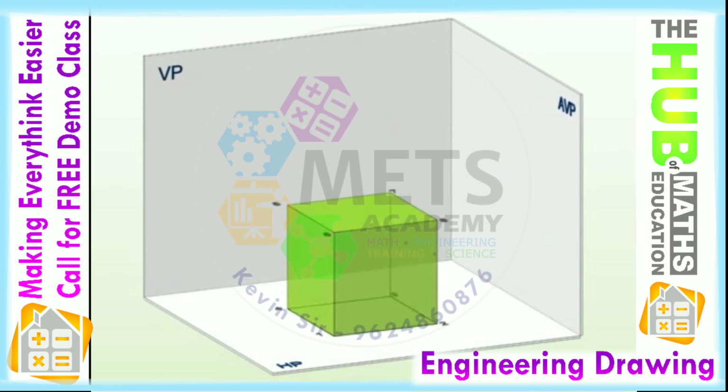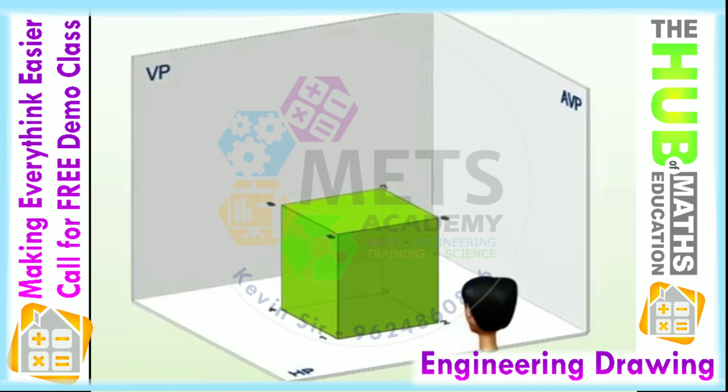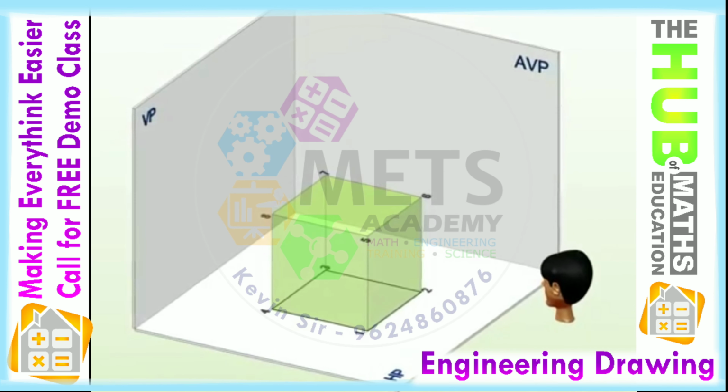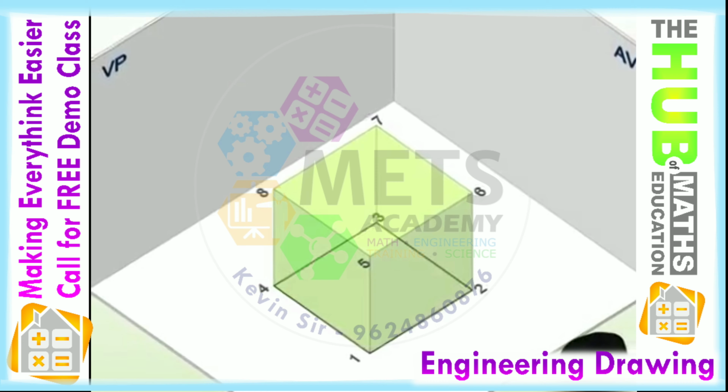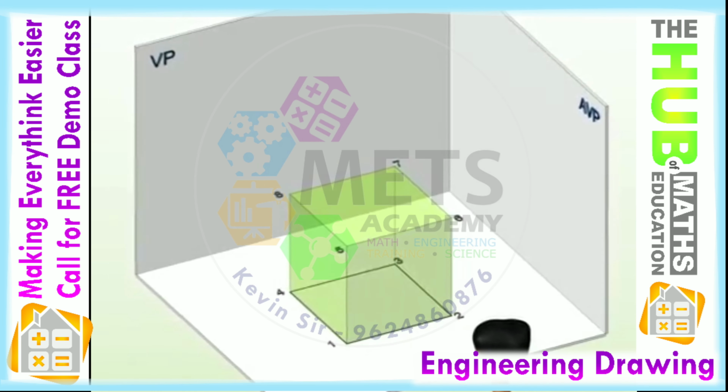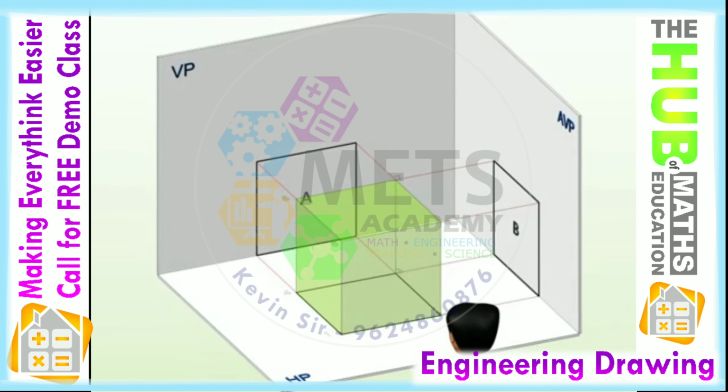So, let's construct an isometric view of a cube. It is resting on HP on one of its bases with sides parallel and perpendicular to VP. Observe its orthogonal views. It shows the true shape and size of the cube.